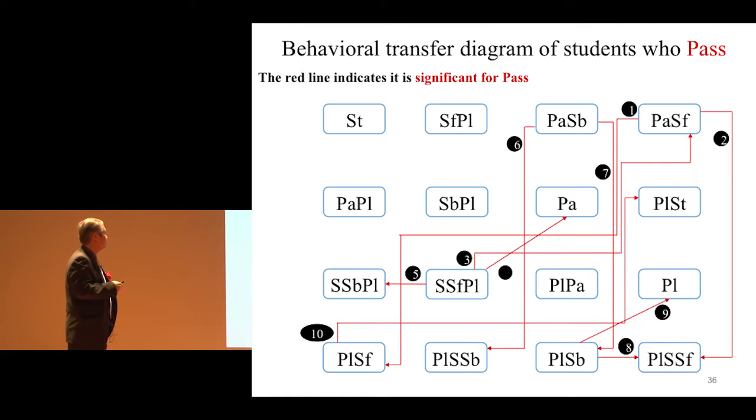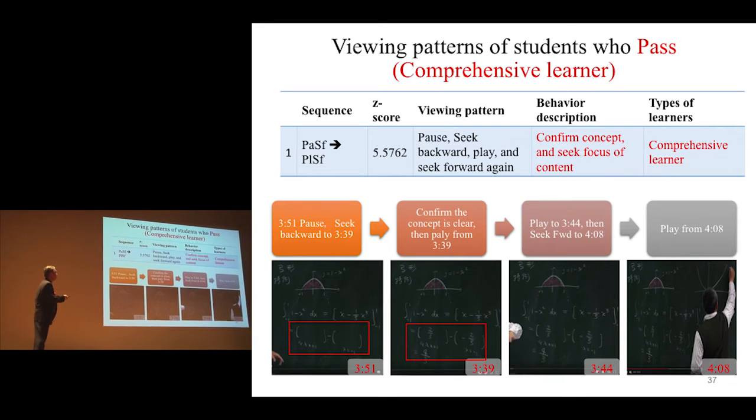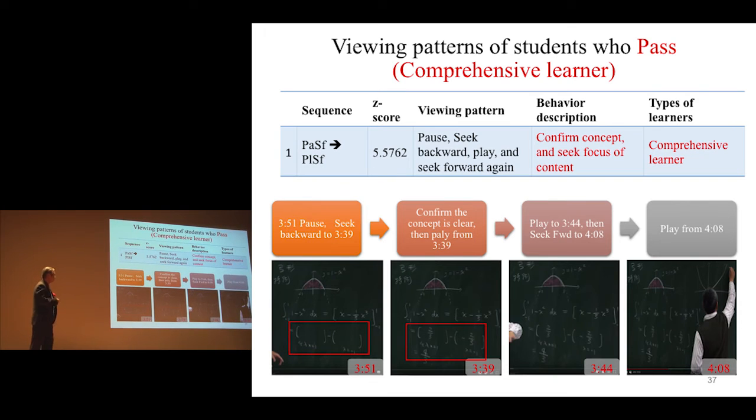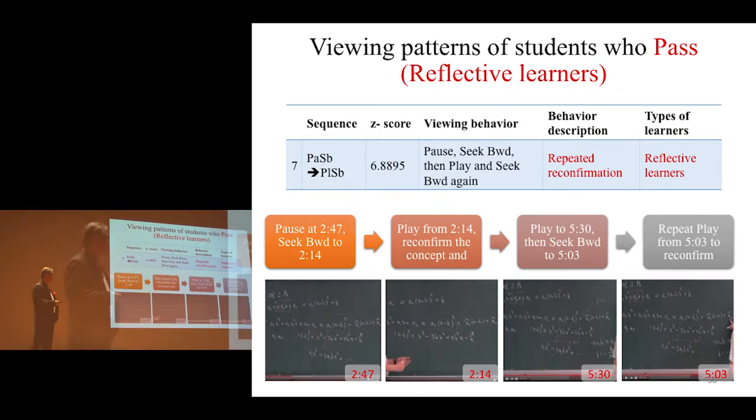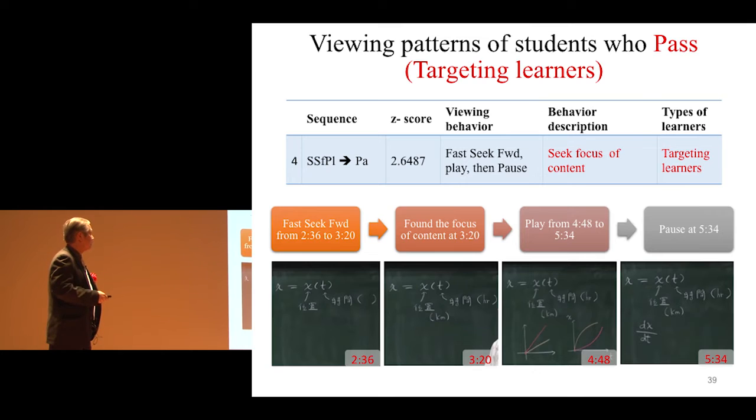Okay, this is the behavioral transfer diagram. So for students who pass, all the red lines indicate it is significant for pass. So this is the students' behavior for those who pass. We sequence this score following the same way, and this is their behavior and this is their type. Here is the corresponding video clip, so I won't go into details. This is the same thing, how we identify students who are reflective learners. And this is the target learner.